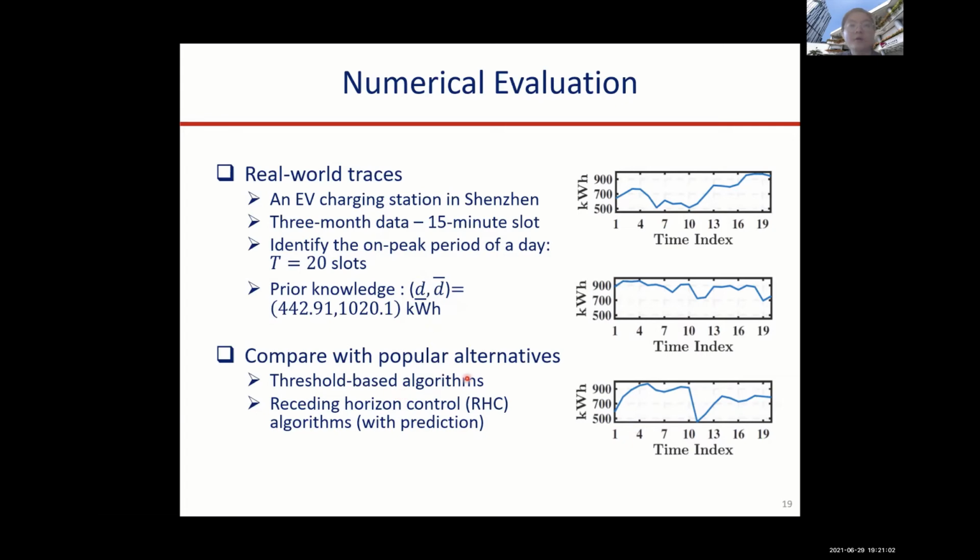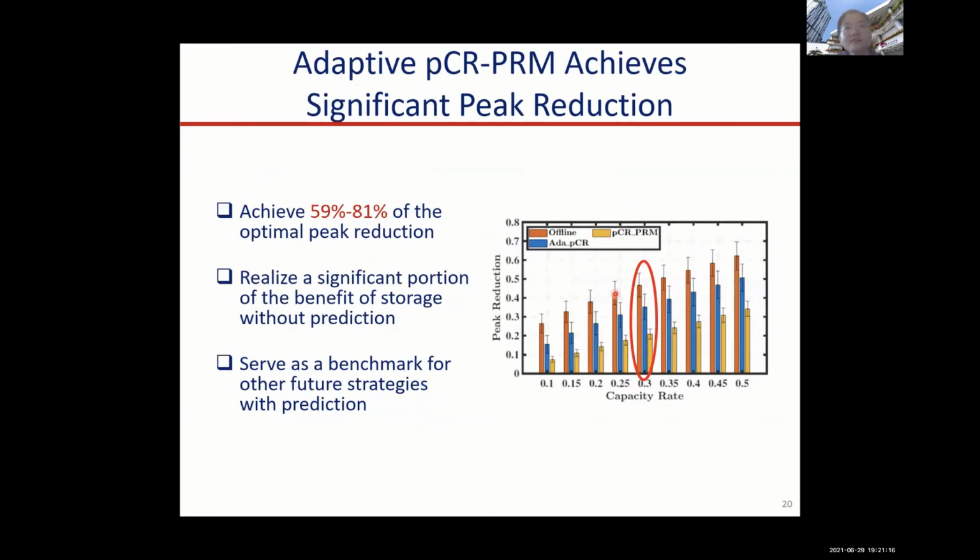We compare our algorithm with some popular alternatives. Some are based on heuristics called threshold-based algorithms. Some are based on the classic receding horizon control. We show that our adaptive algorithm, which pursues the best competitiveness with respect to the residual uncertainty, realizes a significant portion of the benefits of the storage, even though our algorithm does not have a prediction.